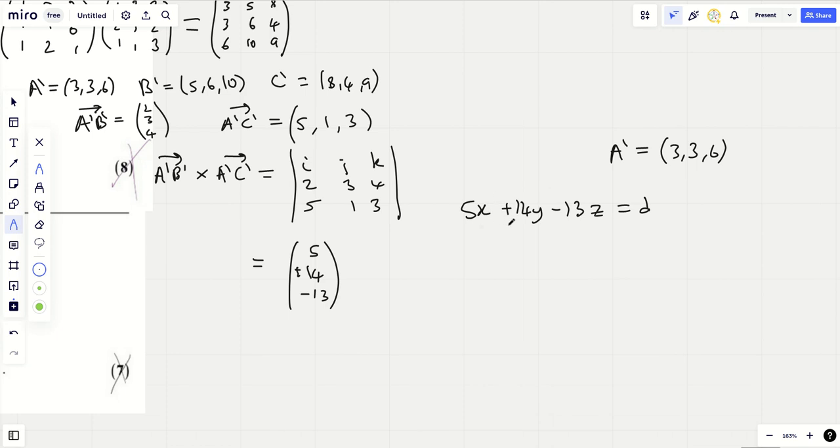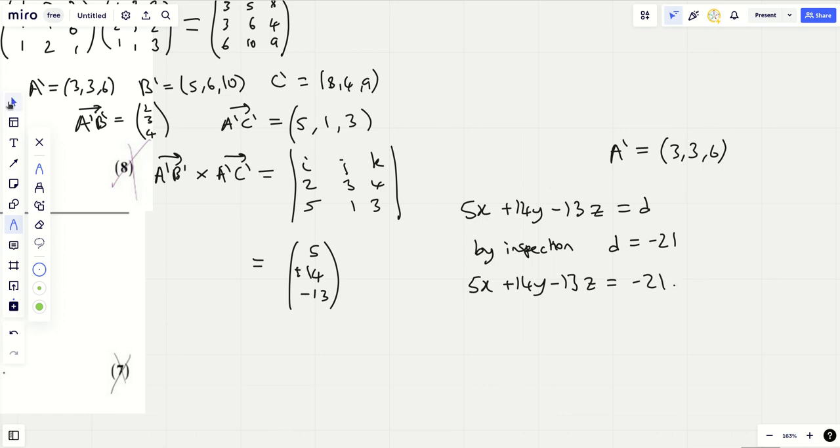So if we plug this in, I could just say by inspection here, because I'm going to do the next bit in my head, which is a bit dangerous. 15 plus 42 is 57, but then I'm taking away 13 times 6, which is 78. And now I've forgotten what I said. 15 plus 42 is 57, minus 78, I think, is minus 21. And so d equals minus 21. And therefore I get 5x plus 14y minus 13z equals minus 21.